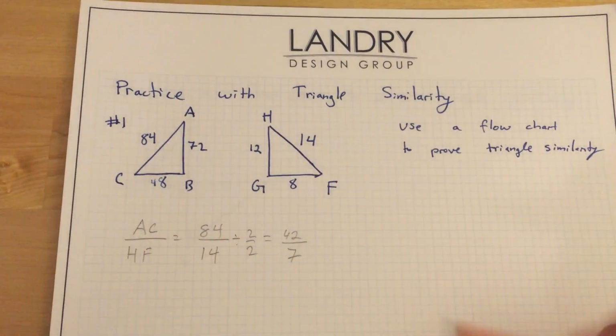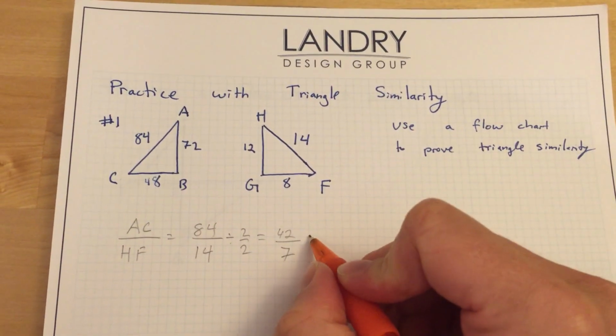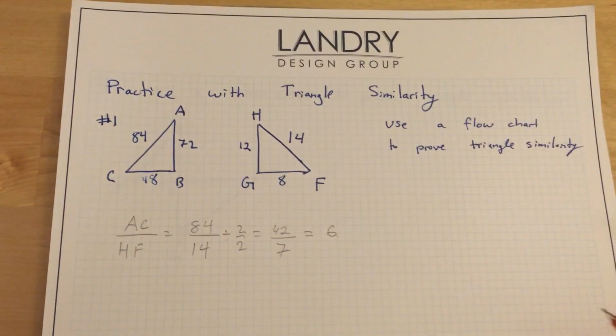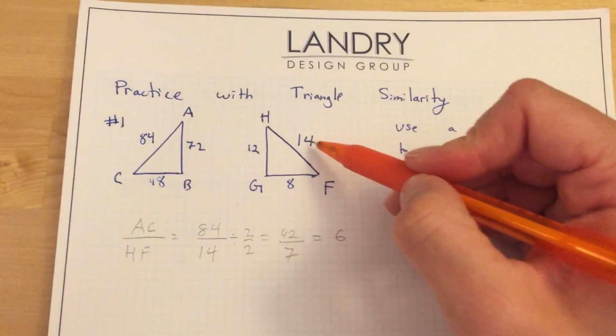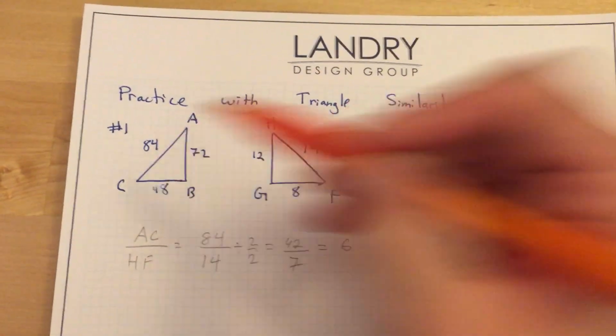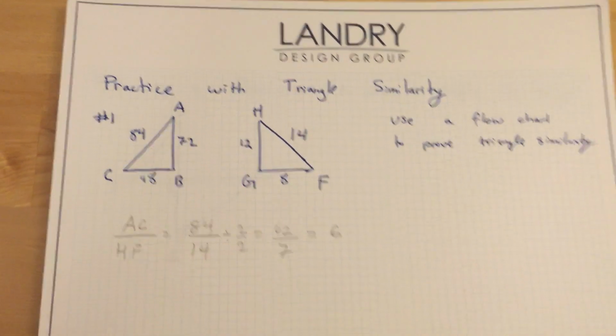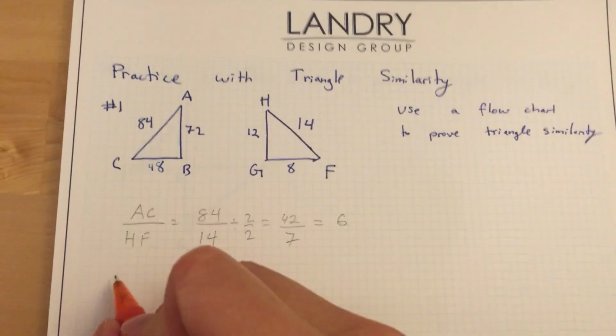And I can simplify that. 42 divided by 7 gives you 6. So I got my first ratio as 6. So if I multiply 14 by 6, boom, I got 84. So there's my first ratio.